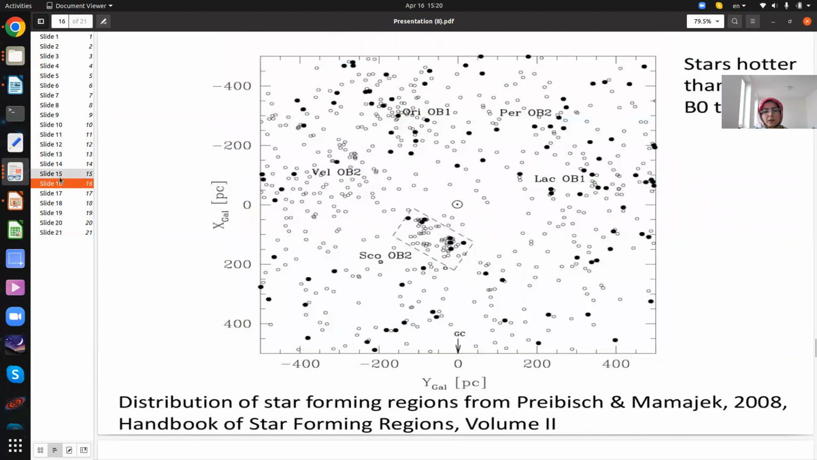Here is the same map in another way. The stars hotter than B0 and B0 to B2. You see here is our Sun, and this is Scorpius OB2, and this is Orion, and you see different stars in different directions. And these stars, we can say, are somehow from Scorpius; they left their clusters already, and then they are in the region in all directions.